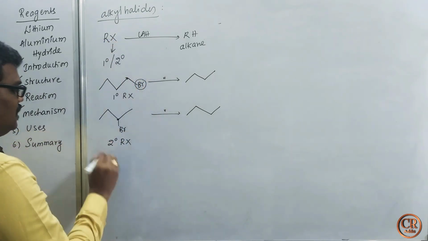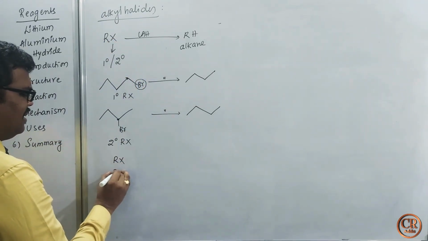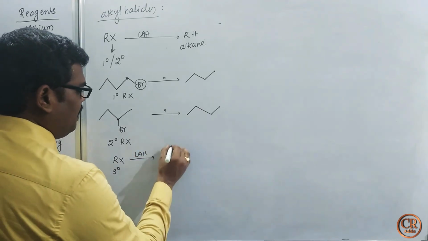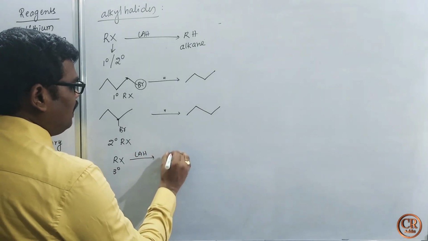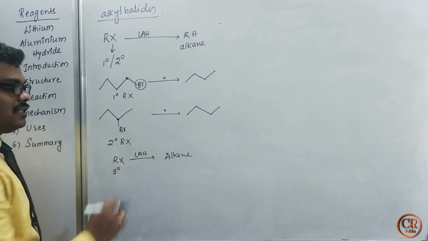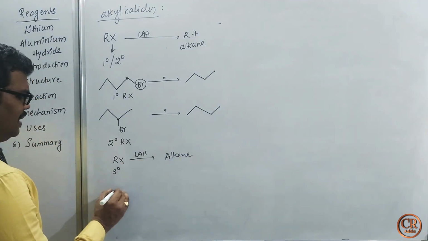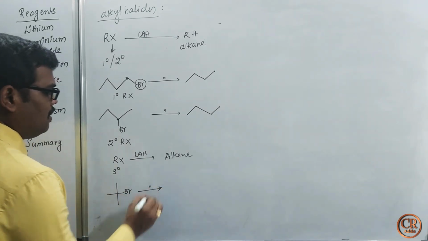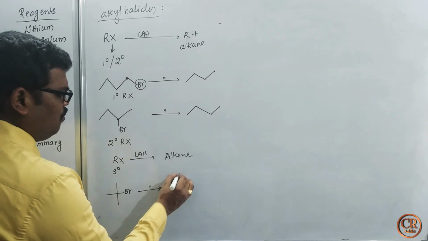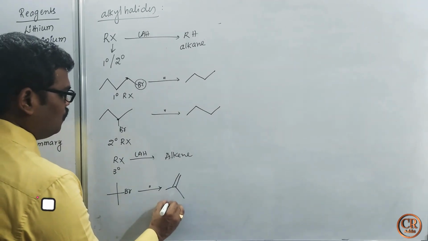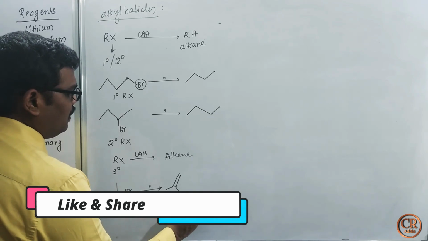But if you take a tertiary alkyl halide, when it reacts with lithium aluminum hydride, it gives an alkene instead of an alkane, because it is the strongest reducing agent. Let us take one example. Tertiary butyl bromide, when it reacts with lithium aluminum hydride, gives isobutylene.